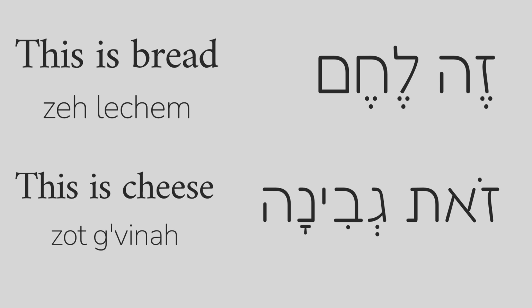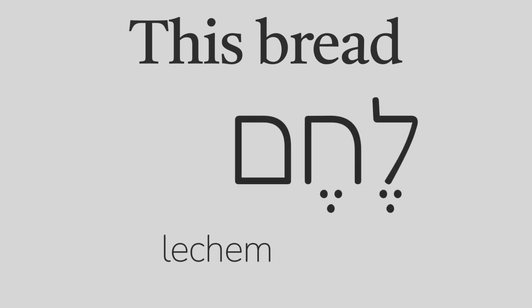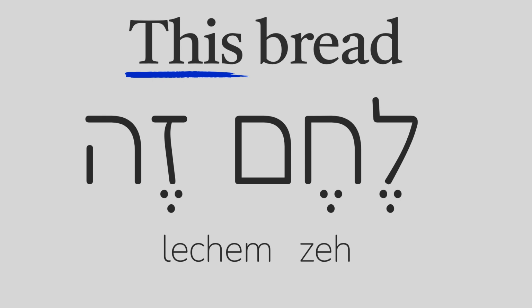However, ze and zot can also be used as adjectives, describing something. In English, the word this works the same way. It can be a pronoun, this is cheese, or an adjective, this cheese. So let's say this bread in Hebrew. Remember that in Hebrew, we put the adjective after the noun it describes. So first we would say the noun, lechem, bread, and then we would say the adjective this. This adjective must agree with the gender of the noun lechem, so it will be the masculine ze. Lechem ze, this bread. And that's a grammatically correct phrase. Just a noun, lechem, and this as an adjective, ze.